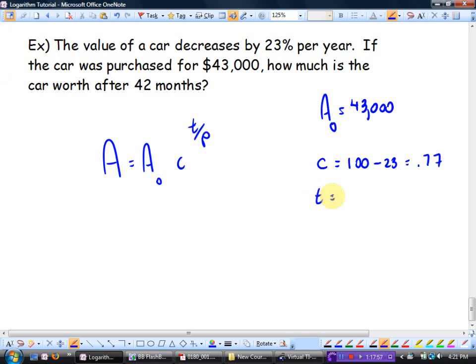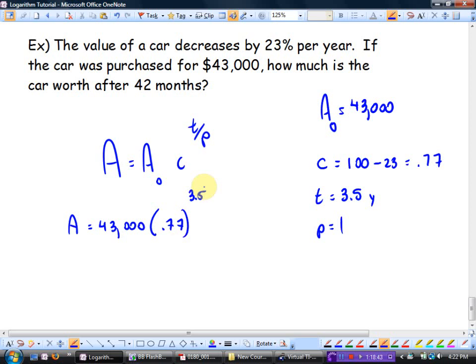Time, I've got to go in years, so 42 months is 3.5 years. It's 3 years, 6 months. 36 months would be 3 years, and then I added six more. Now, the period is how often per year this occurs. Oh, once per year, so the period is going to be irrelevant. This is going to be straight plug and chug. A equals 43,000 times 0.77 to the power of 3.5 over 1.